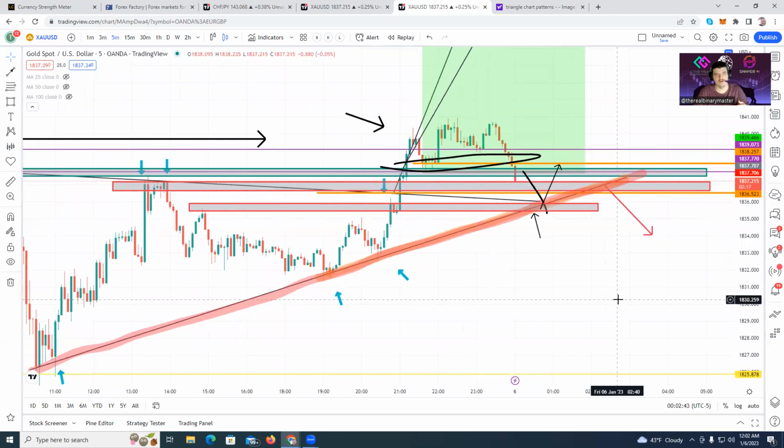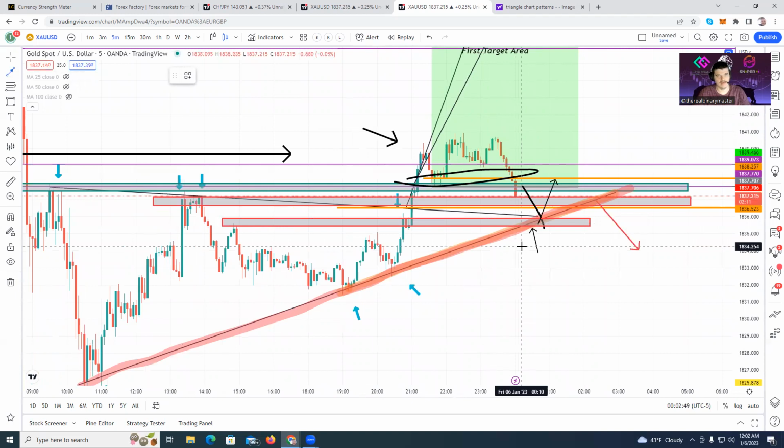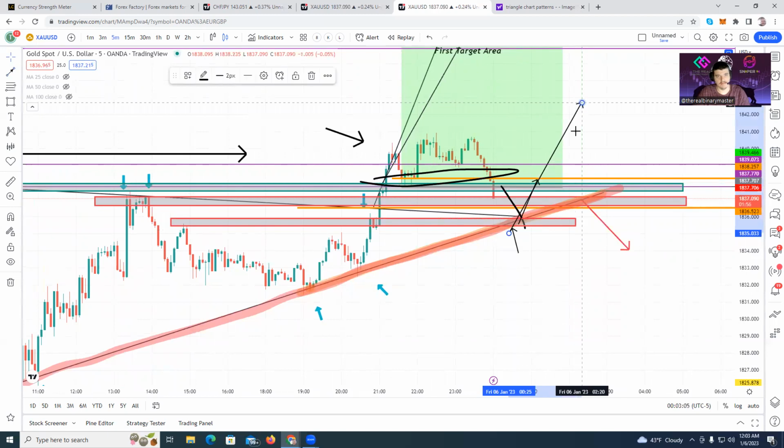So, ladies and gentlemen, knowing that we're potentially bullish on a higher time frame, knowing that we broke out of this structure that was of importance, we have a bearish move in play. But overall, we're really truly looking to get this buy and buying it back up, okay?